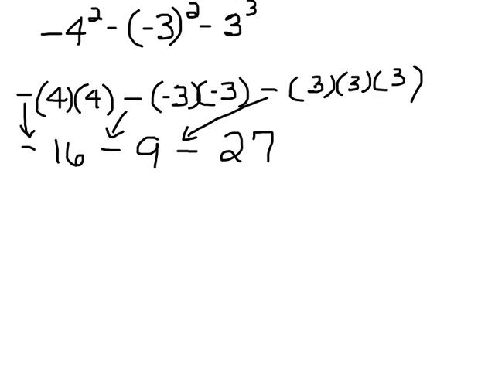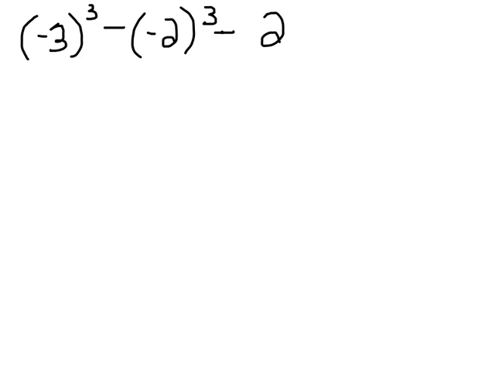So what I have really is essentially 3 negative numbers. Negative 16, negative 9, negative 27. When all my signs are the same, I know that I'm adding algebraically. So let's see, 16 plus 9 is 25. 25 and 27 is 52, and that's going to be a negative number.